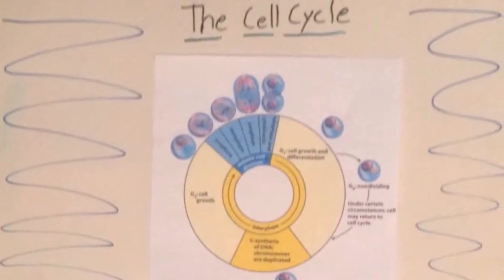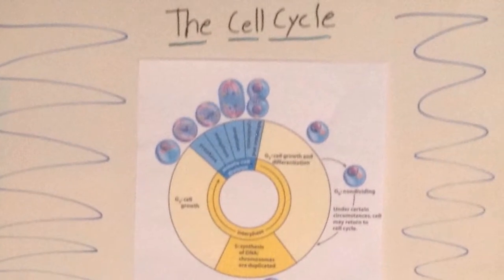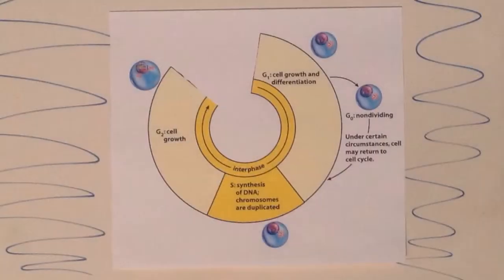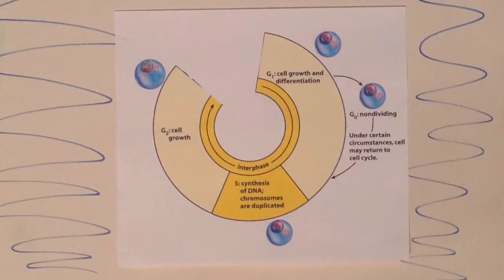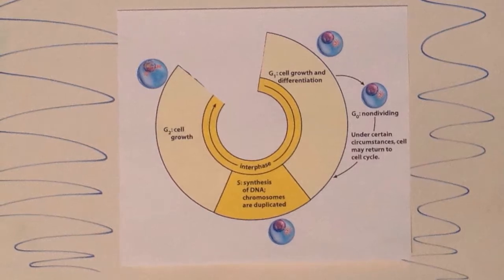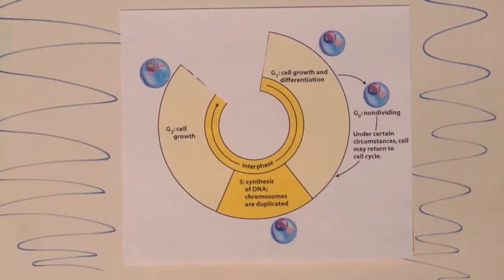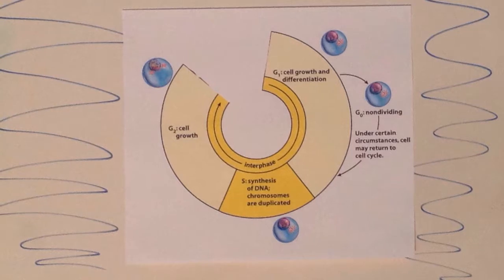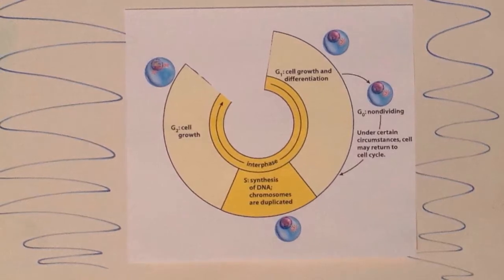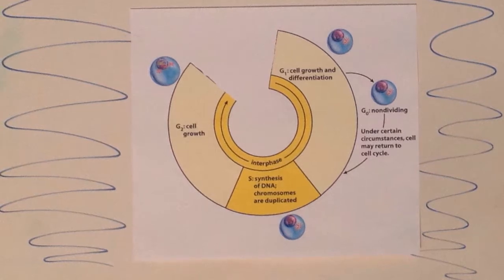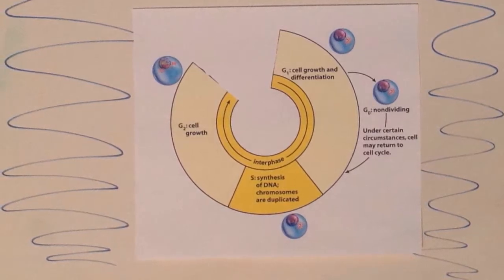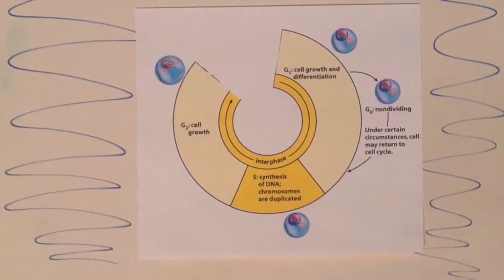Here you can see the life cycle of a cell. Most of the cell's life is spent in interphase. There are three parts of interphase: G1, S, and G2. During G1, the cell spends its time growing and carrying out its functions. During the S phase, the cell's DNA is replicated. Next, the cell goes into G2, where the cell continues growing until it reaches its maximum size.